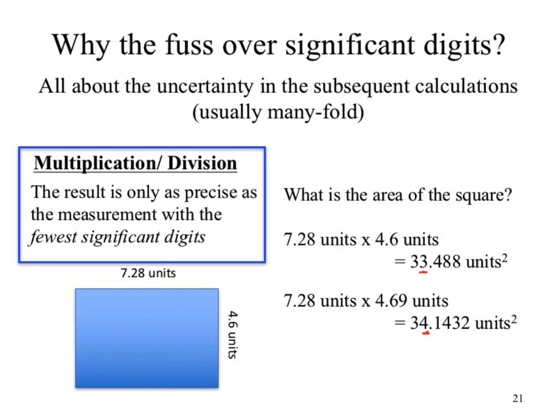Because we're doing a different mathematical operation, the error propagates through your calculation differently, which is why you have different rule sets. One for addition, subtraction, one for multiplication, division. Make sense? Okay.